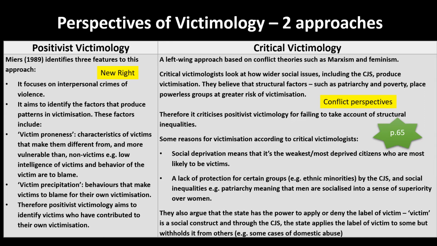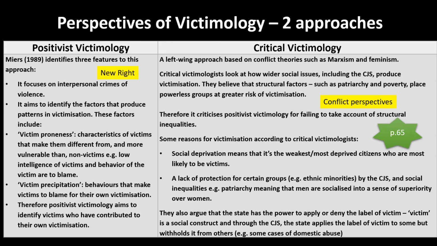Critical victimology, I say, is more the left wing, the Marxist, the feminist, a little bit of left realism in here, and it looks at wider social issues, wider structural causes of patterns of victimization. So this might be looking at the criminal justice system. It could be looking at whether society is patriarchal, looking at poverty, looking at capitalism, all these things as a cause of victimization. And it's very critical. Again, these are two opposite opinions. So critical victimology is a very good evaluation of the positivist.